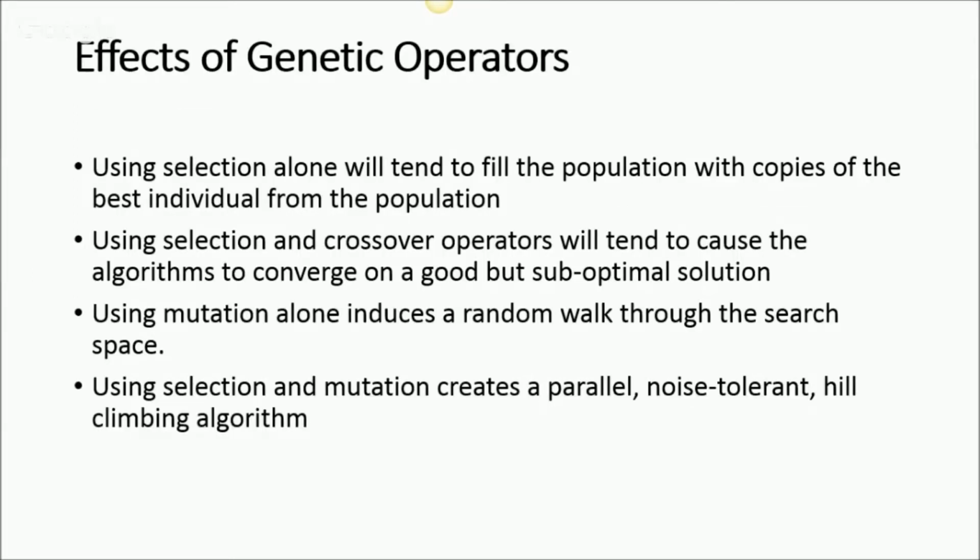Using selection alone, we'll tend to fill the population with copies of the best individual from the population. So with selection alone, certain individuals will dominate because they're generally the best individuals. Using selection and crossover will tend to cause the algorithm to converge on good but suboptimal solutions. Using mutation alone induces a random walk through the search space. Using selection and mutation creates parallel noise-tolerant hill climbing.